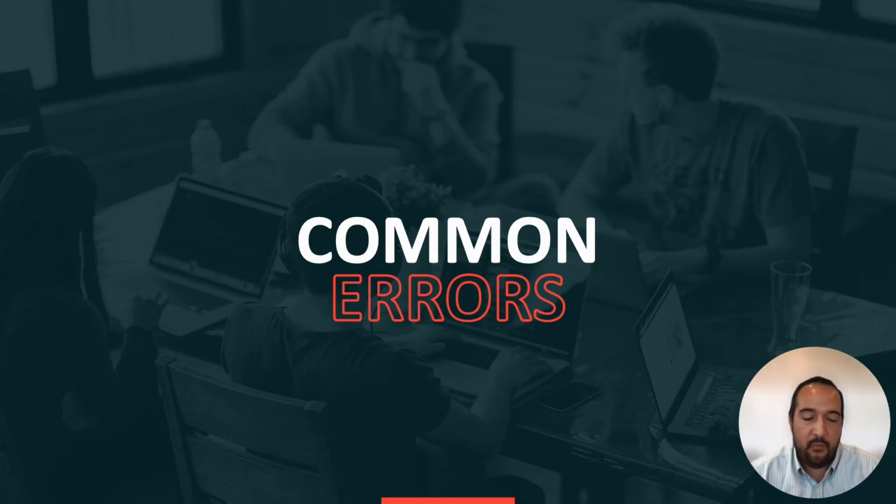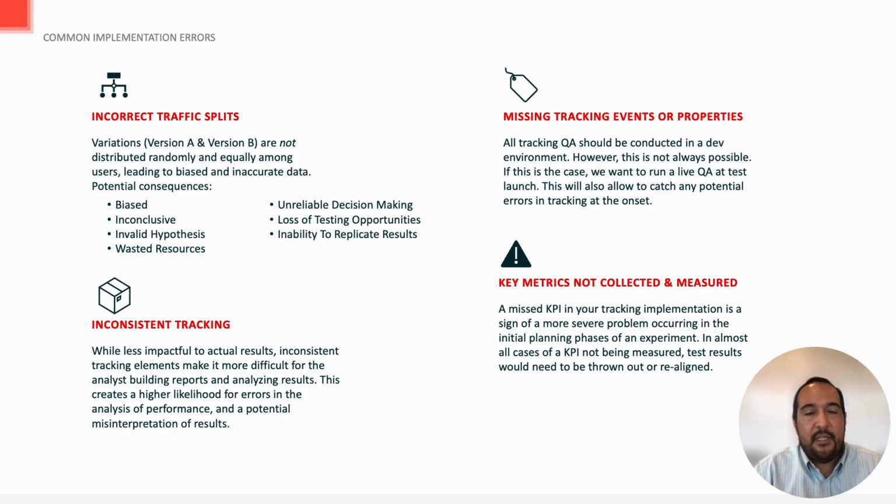In the same realm, we wanted to identify some common mistakes and errors that we have encountered during the implementation phase of a test. Some of these common errors include incorrect traffic splitting, missing tracking events or properties, inconsistent tracking, and key metrics that aren't collected and measured, which are most likely missing from the measurement plan to begin with.